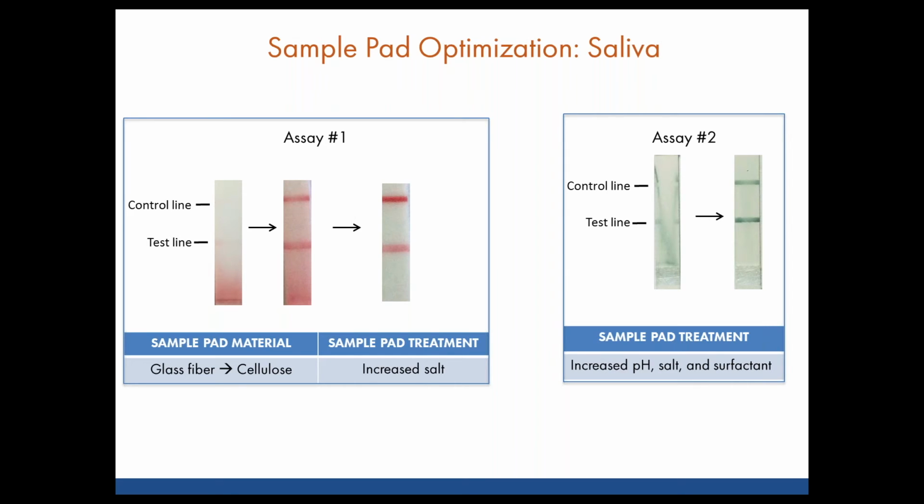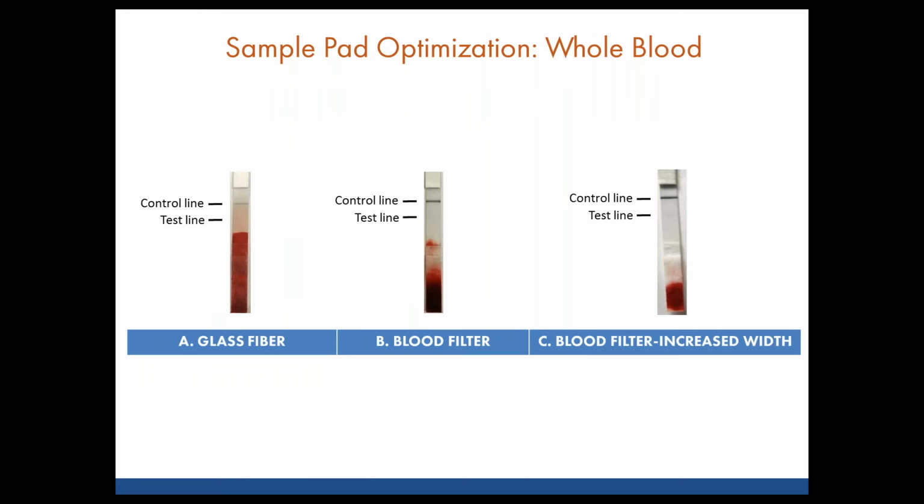This required an increase in the pH, salt, and surfactant used in the sample pad treatment to allow flow of the saliva through the strip. Because of the high pH and high concentrations of salt and surfactant, it's unlikely that passive conjugates would stay stable under these conditions. By using covalent conjugations, we can use these buffers to improve treatment of the sample without affecting the assay results.